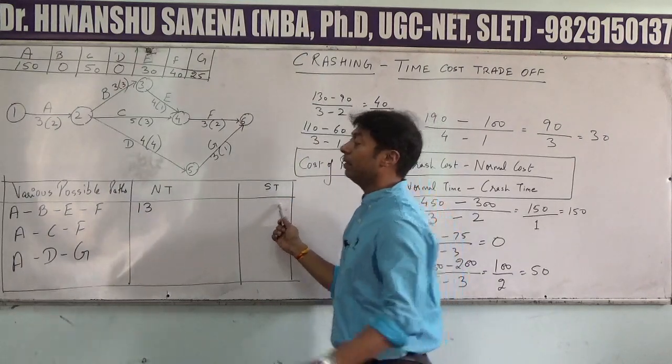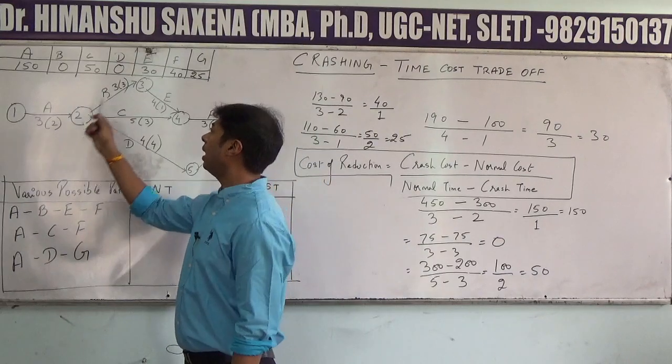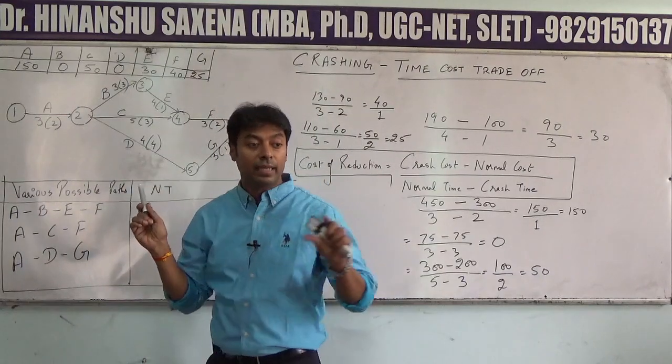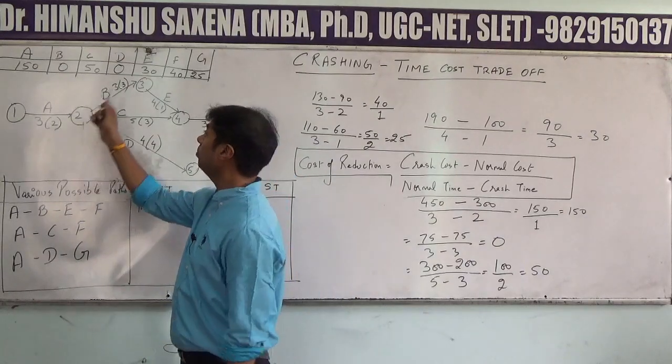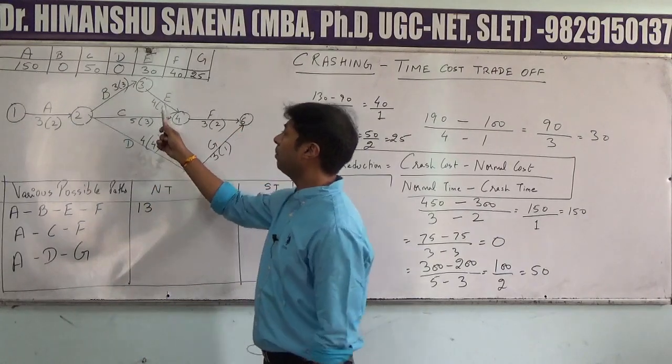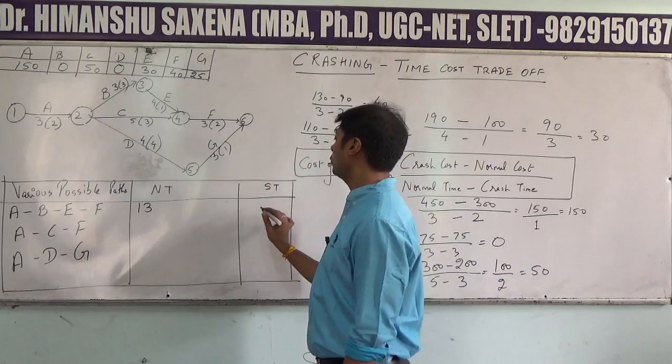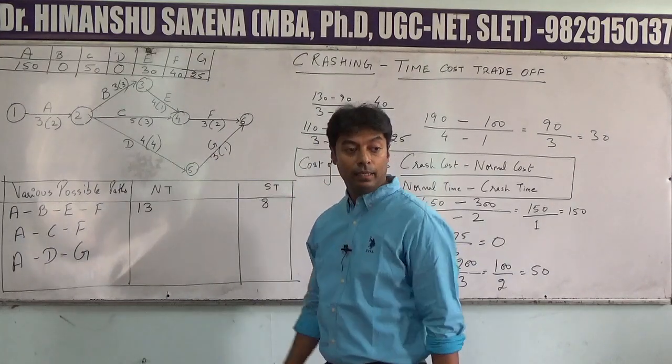And the shortest time, for shortest time you have to add up all the values which are inside the brackets which were representing crash time. So 2 plus 3, 5 plus 1, 6 plus 2 will be equal to 8.